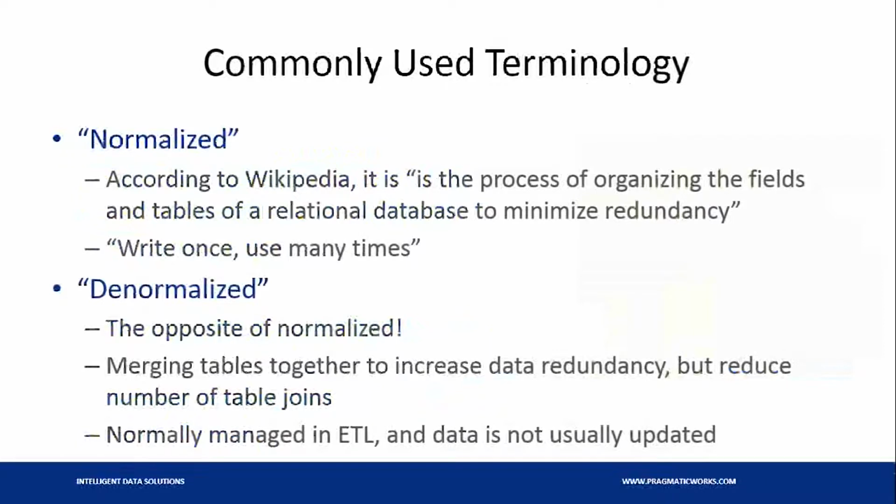The other piece of commonly used terminology that I want to just mention are these two terms, normalized and denormalized. You're going to hear me use these terms all the time. I try not to, but they always spill out. And I want to make sure that you understand what they mean because they're going to have a big impact on how you design your PowerPivot model. When I talk about data being normalized, I had to actually look up a definition that didn't use the word normalized. And I found one in Wikipedia that said, it's the process of organizing the fields and the tables in a relational database to minimize redundancy.